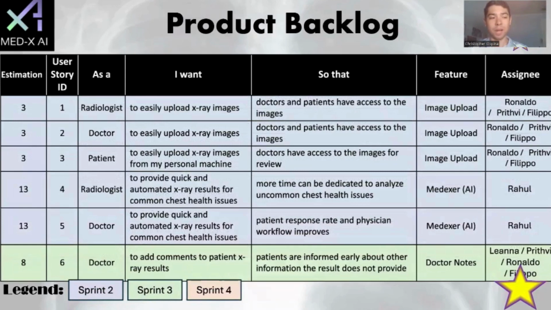Now we will go deeper into the project backlog to explore estimation values, user stories, and corresponding features to previous and current tasks. Let us take this generic radiologist's user story from Sprint 2 and say that he or she wants quick and automated X-ray results for common chest health issues to allow more time to be dedicated to the analysis of lesser-known health problems. This is why we tailored the Medix AI feature to allow radiologists to study lesser-known lung diseases. And we gave this an estimation value of 13, depending on the importance of this feature and whatever user story goes with it.